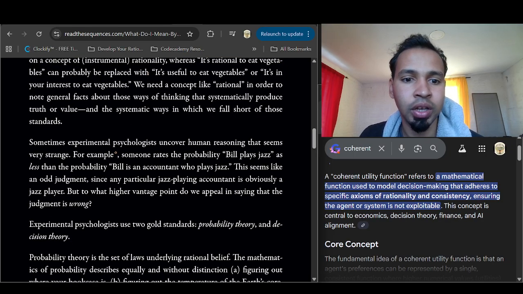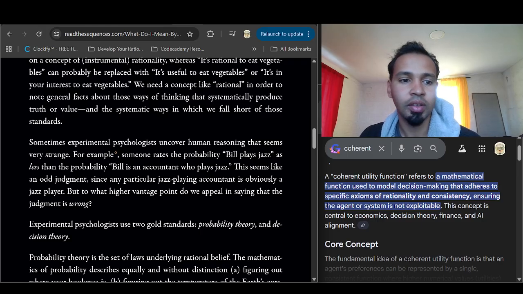Sometimes experimental psychologists uncover human reasoning that seems very strange. For example, someone rates the probability Bill plays jazz as less than the probability that Bill is an accountant who plays jazz. This seems like an odd judgment, since any particular jazz playing accountant is obviously a jazz player. Oh my gosh, what a riddle. Any particular jazz playing accountant is obviously a jazz player.